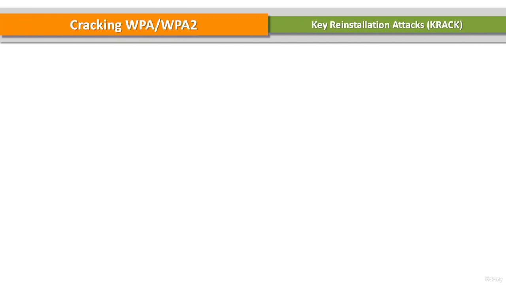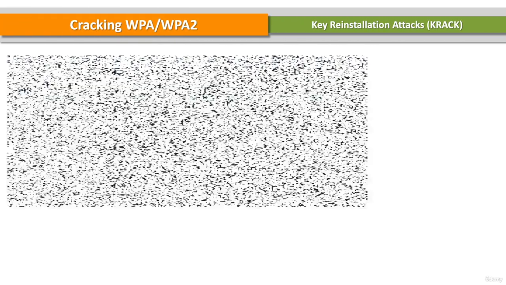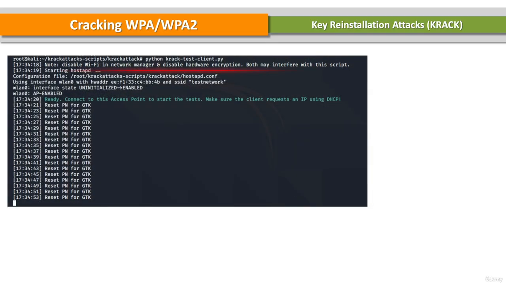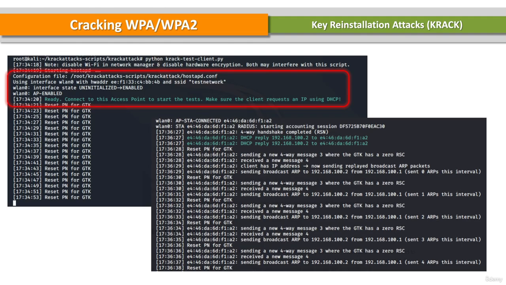So let's have a look at KRACK, K-R-A-C-K, or key reinstallation attack. Now, it's a replay attack on WPA2 protocols that secure Wi-Fi connections. So it was discovered in 2016 by Belgian researchers, and I'm going to slaughter their names, but I'm going to tell you anyway, Mathy Vanhoef and Frank Piessens of the University of Leuven.